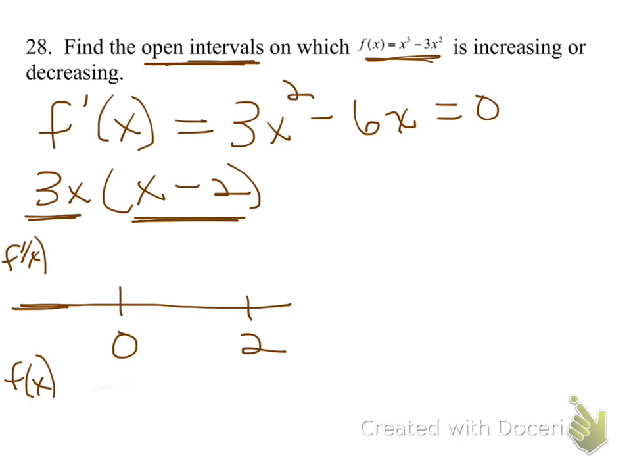So looking at a -1 value, if I plug in -1 in the first factor, I get a negative. -1 minus 2 is also a negative. A negative times a negative is a positive. My function is heading up. Plug in a 1 because that's a number in this interval. 3 times 1 is 3. 1 minus 2 is a -1. A positive times a negative gives me a negative. Therefore, my function is downward sloping at that point.